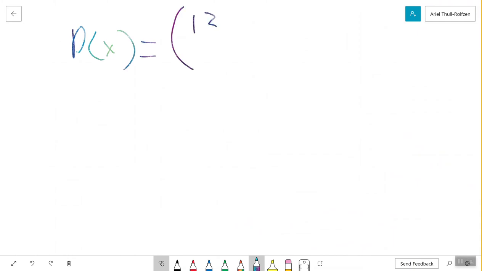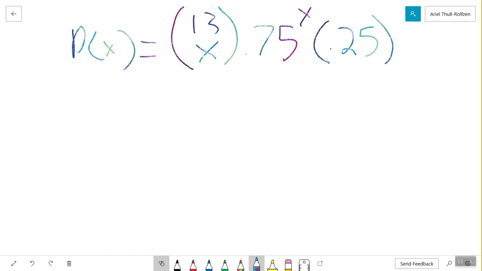p of x equals 13 combination x times 0.75 to the power of x times 1 minus p, 0.25, to the power of n minus x, or 13 minus x. And since we've established that our x's are 11, 12, and 13, we can plug those into the equation.